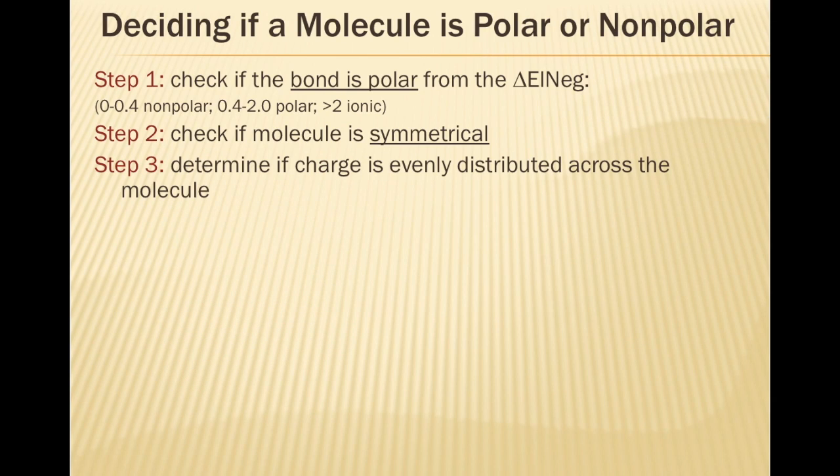I'm now going to summarize the steps for deciding if a molecule is polar or nonpolar. Step 1, check if the bond or bonds within the molecule are polar by checking the difference in electronegativity using the tables and diagrams that I showed you earlier. Step 2 is check if the molecule is symmetrical, and to do this you can use a Lewis diagram, and I'm also going to show you a program that shows molecular shape that will hopefully be helpful. And step 3, determine if a charge is evenly distributed across the molecule after you figure out its shape.